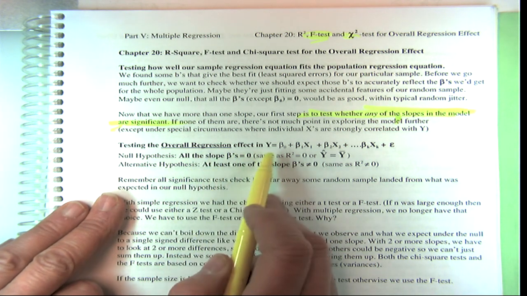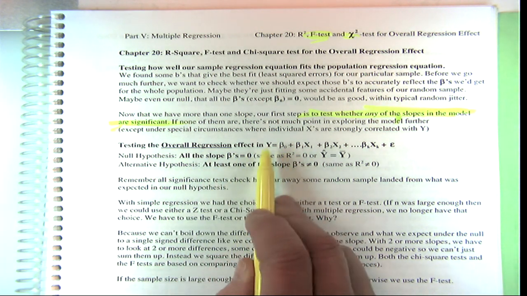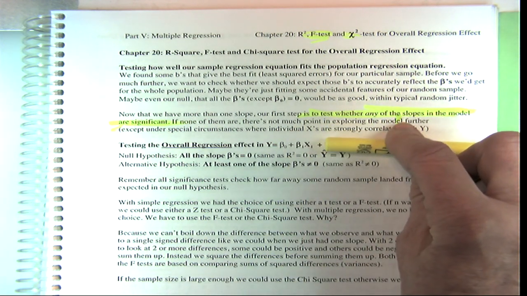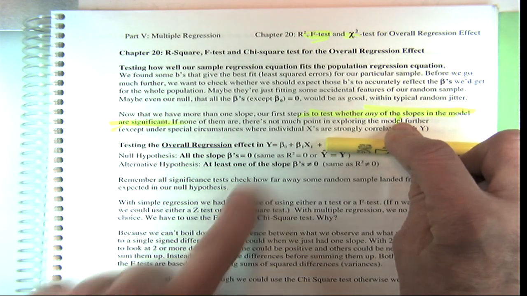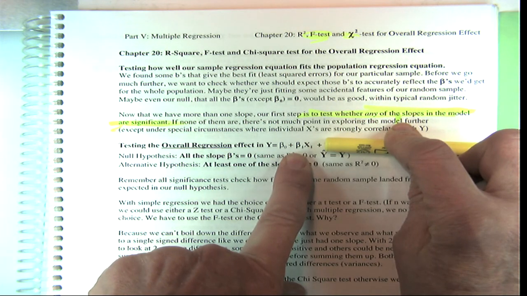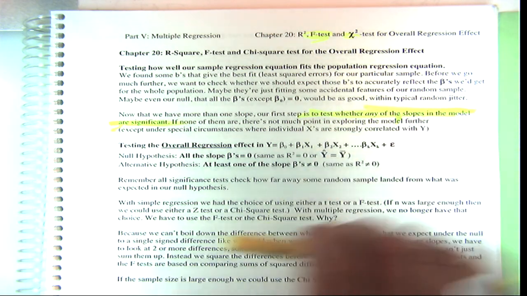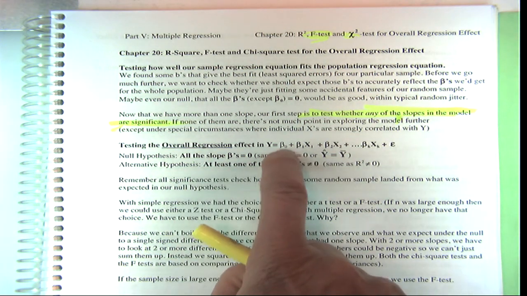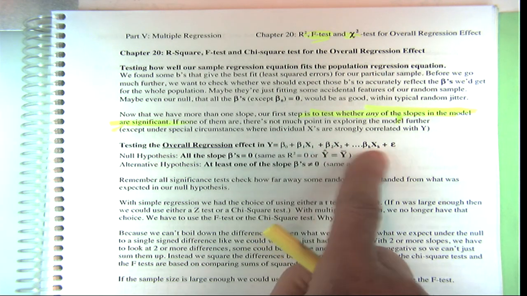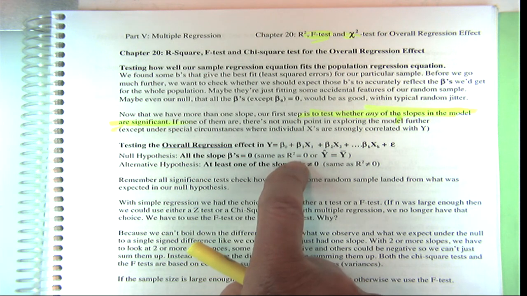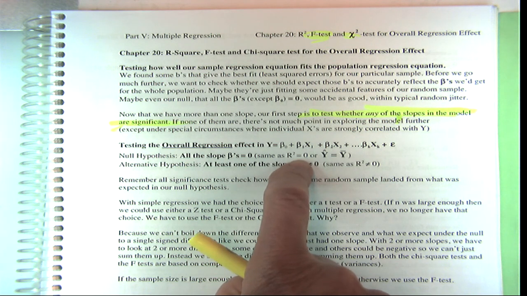All right? So this is just the general idea. If it just looked like this with just one x, that would be simple regression, and we could use a z or a t-test, right? To test whether this is 0 or not, whether this x predictor has any predictive value. Now we've got more of them, so we can't do that anymore. And the null hypothesis is that all of these are equal to 0. Every single one of these slopes is equal to 0. And that's the same thing as saying that r squared is equal to 0, right? The multiple correlation coefficient is 0.